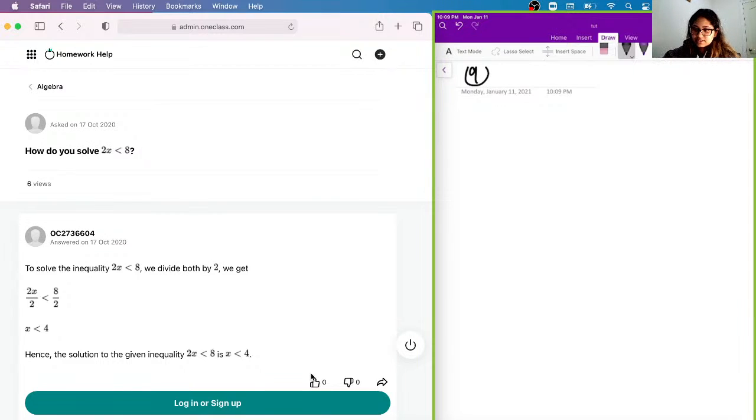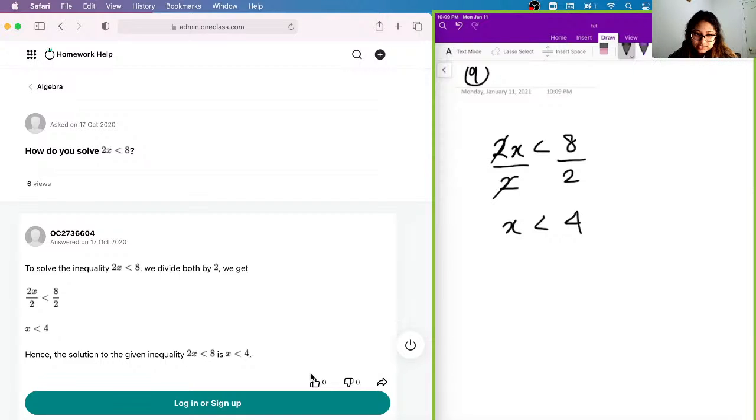Okay. So our next question says, how do you solve this inequality, 2x less than 8? To solve this inequality, we're trying to solve for x. We basically divide by 2 to get rid of the 2 that is attached to the x. You divide this side by 2, and this side by 2. So you have x is less than 4.